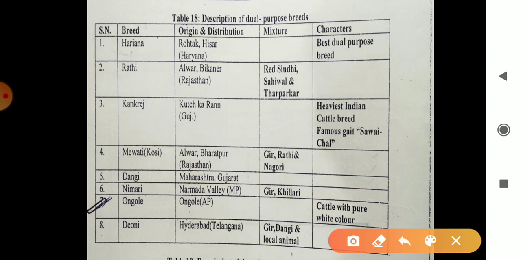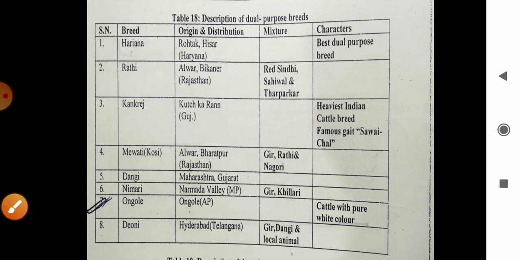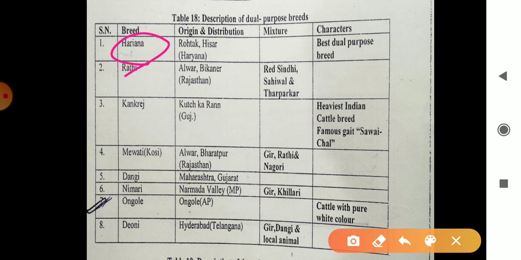Some are the dual purpose breeds, which means they are used both for milk purpose as well as for work or draft purpose. One is Haryana. It is the best dual purpose breed. Okay, next is the Kankrej breed. It is from Gujarat and it is the heaviest Indian cattle breed, famous for its majestic gait. Very important. It has its own gait.